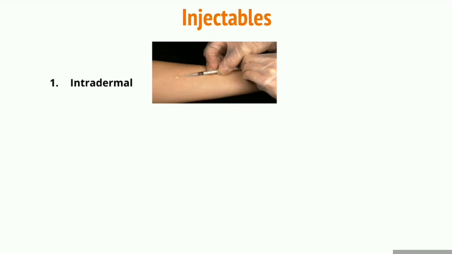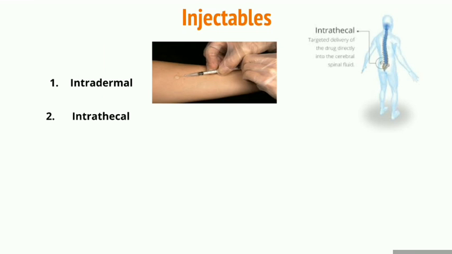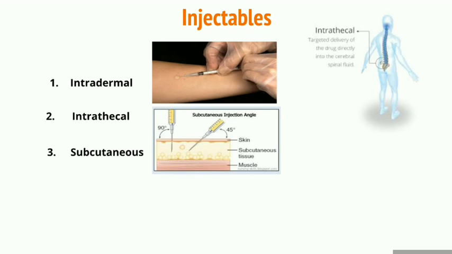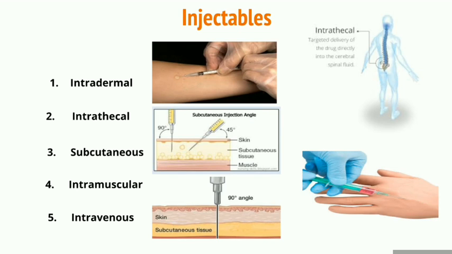Injectables include intradermal, intrathecal, subcutaneous, intramuscular and intravenous. In intradermal injectables, the needle is introduced just into the dermis layer of the skin. And intrathecal injections are given when a lumbar puncture is done or during anesthesia. In subcutaneous injections, the needle is inserted into the subcutaneous layer of skin. It is given in the deltoid. The angle should be 45 degrees, and in the gluteus region the angle should be 90 degrees. In intramuscular injections, the needle is introduced into the muscle, and in intravenous injections, the needle is introduced into the vein.